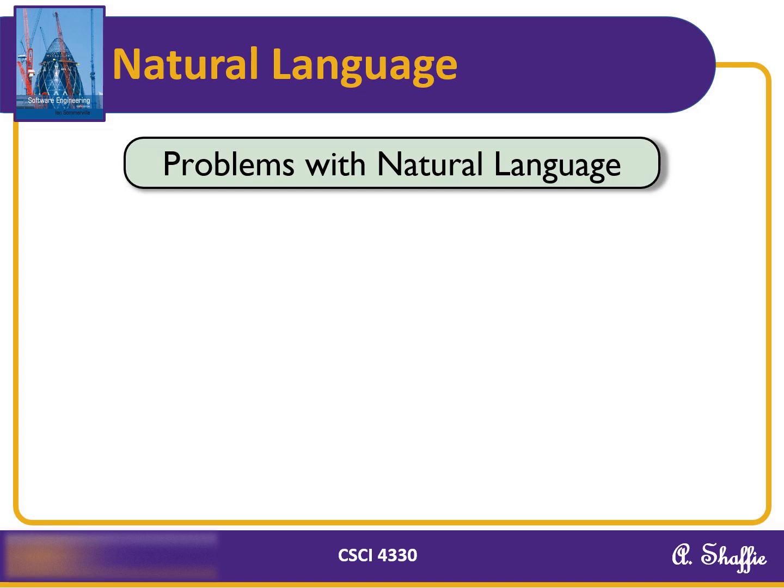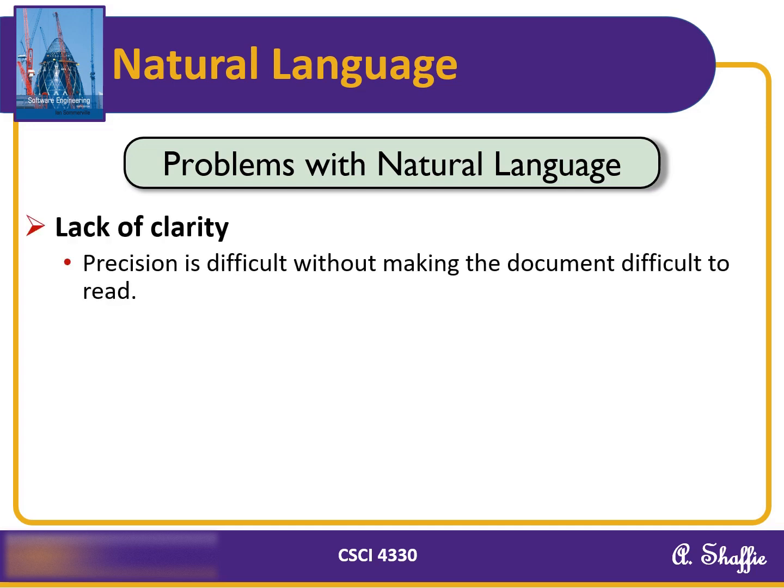When using natural language for requirements, a few common issues can arise. The first one is lack of clarity. It can be challenging to balance precision with readability, which often leads to vague or unclear statements. The second problem is requirements confusion.